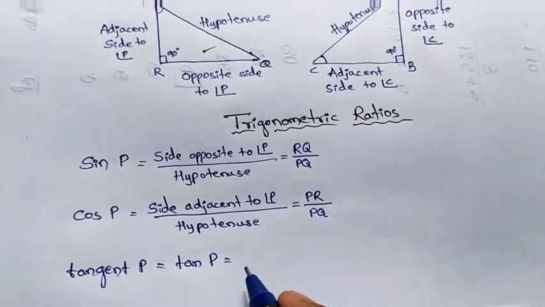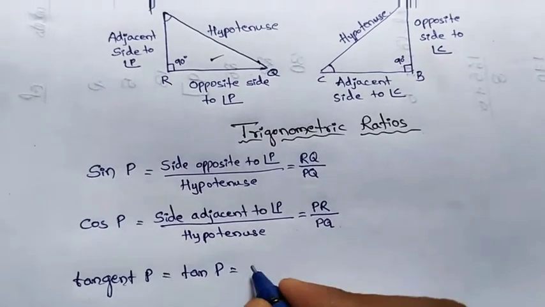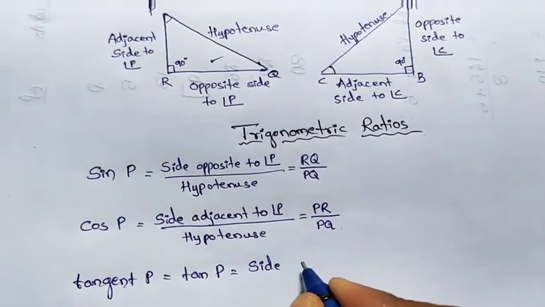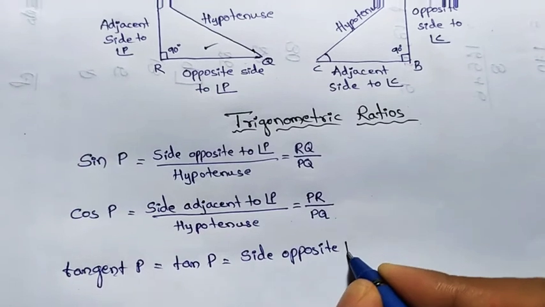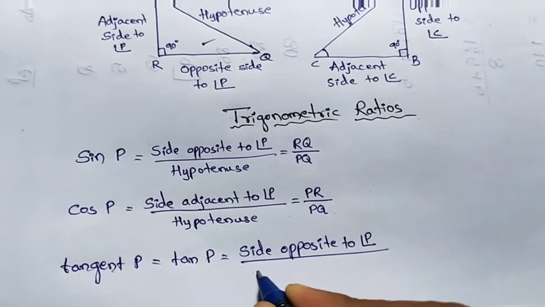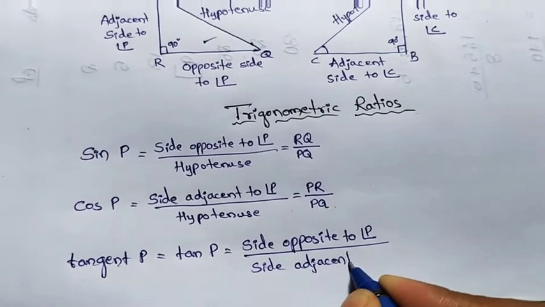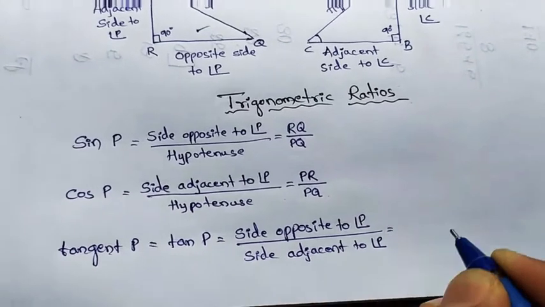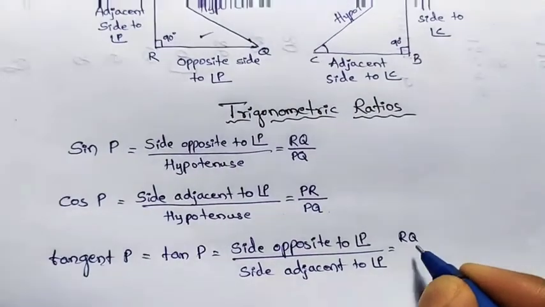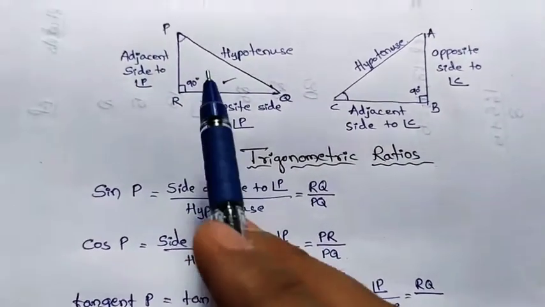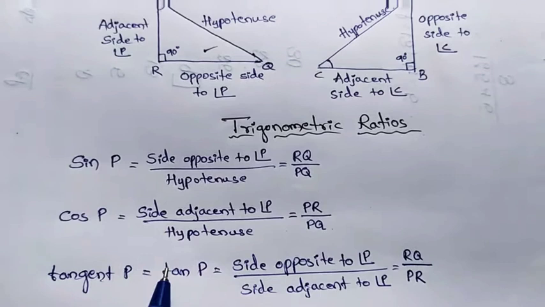The tan P formula is opposite side by adjacent side, that is side opposite to angle P by side adjacent to P. The side opposite is RQ, and adjacent is PR. So the first 3 ratios are over.